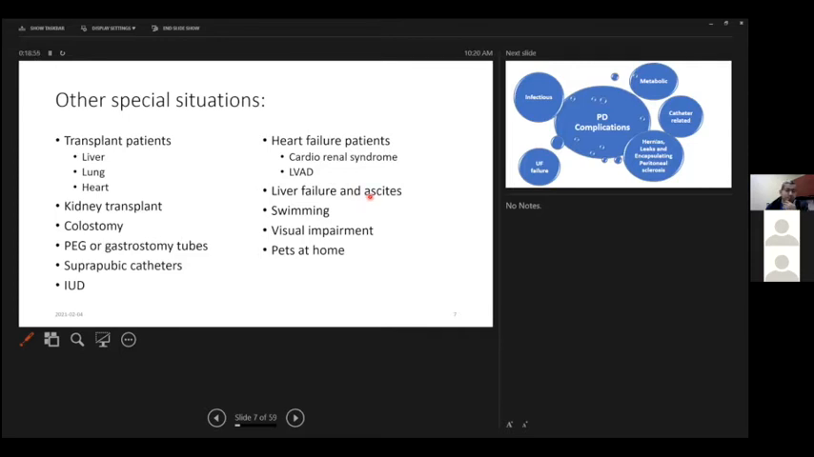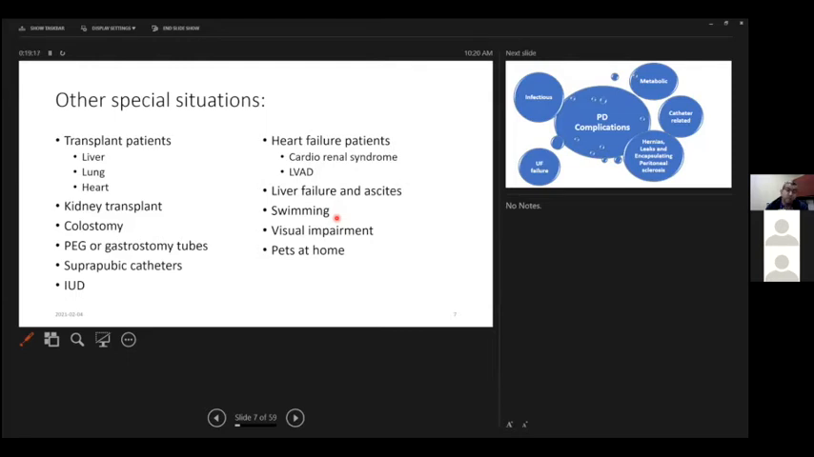Now, can you do swimming with peritoneal dialysis? Patients can swim with peritoneal dialysis only if they are swimming in the ocean, because salt is good. It is sort of an antibacterial, or else in a pool where there's chlorine.